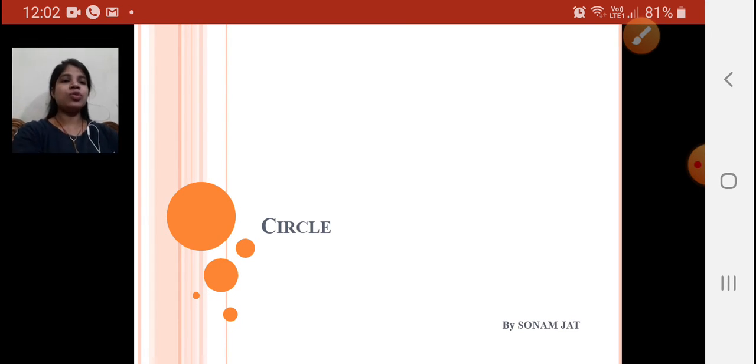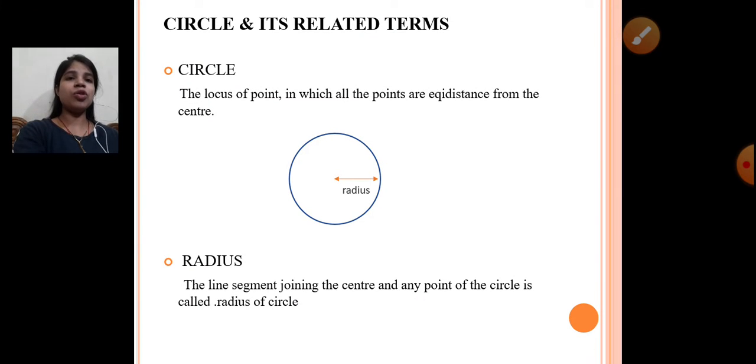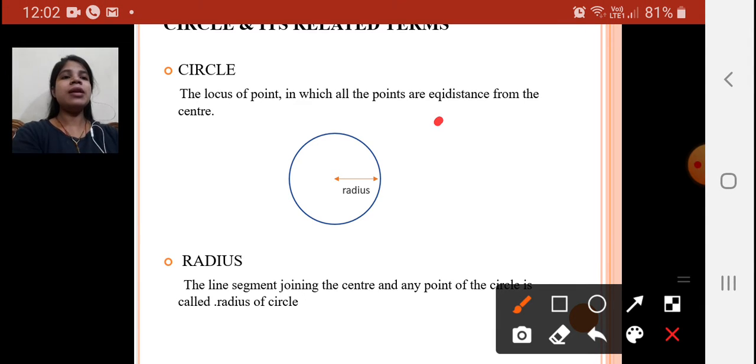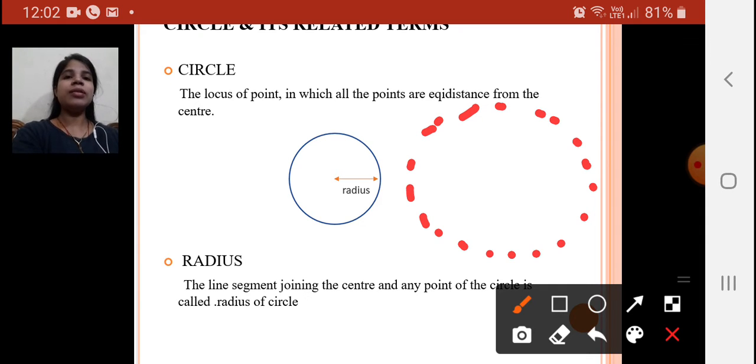So the basic terminologies: first is the definition of a circle. So what is a circle? A circle is a locus of points. Here in a circle there is a group of points. Actually a circle is basically a closed curve in which there is a set of points which are equidistant from the center O. I am taking center O, it could be anything.